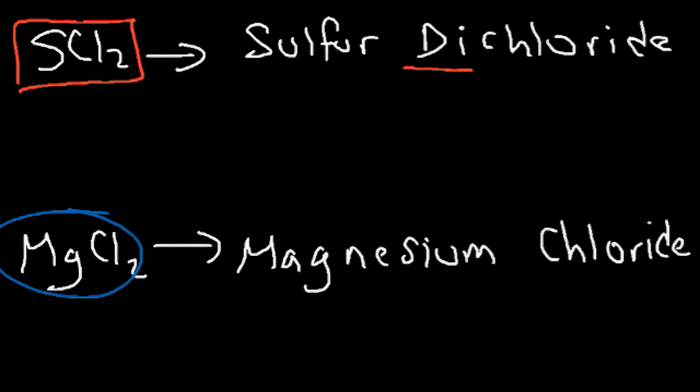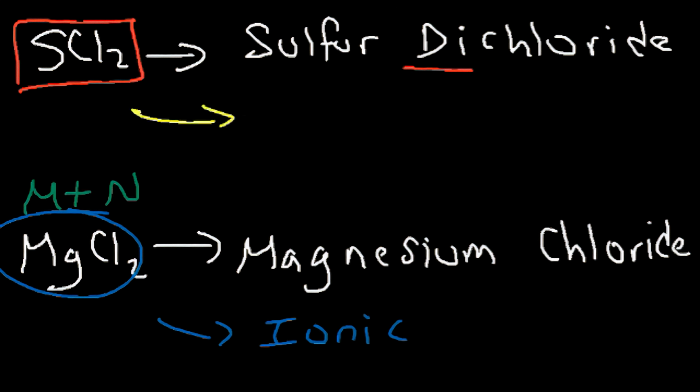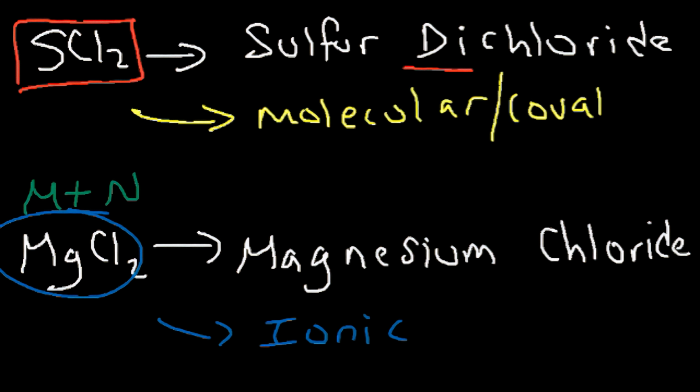The reason is MgCl2 is ionic. It's composed of a metal and a nonmetal. SCl2 is not ionic. It's a molecular or covalent compound. For molecular and covalent compounds, you need to use the prefixes like mono, di, tri, tetra, and so forth. Mono represents 1, di is 2, tri is 3, tetra is 4, penta is 5, hexa is 6, hepta is 7, octa is 8, nona is 9, deca is 10. For ionic compounds, you don't need those prefixes.